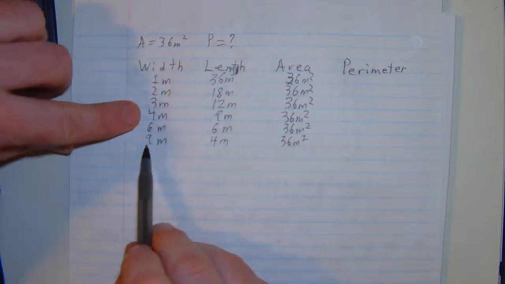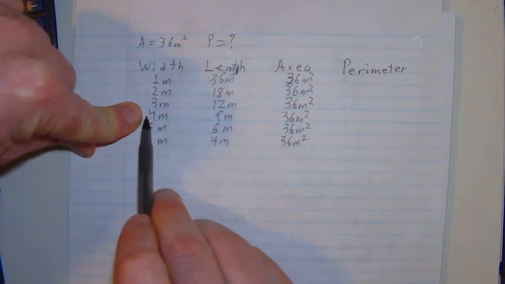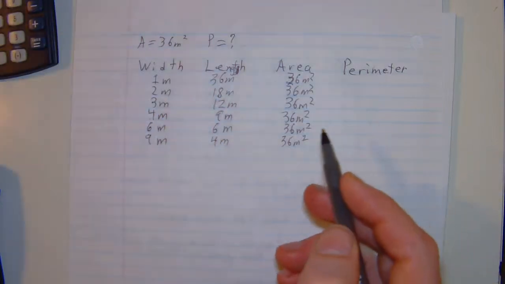And so, like we talked about, 9 meters doesn't help us out much because it's just the same rectangle that we had at 4 meters. It's 4 by 9 or 9 by 4. It's the same rectangle.